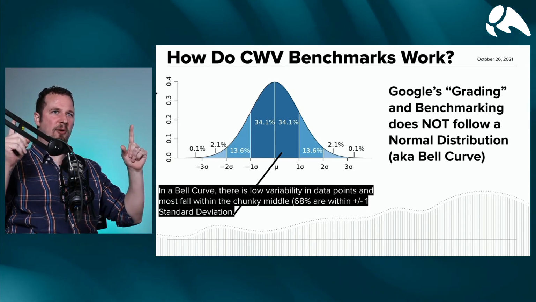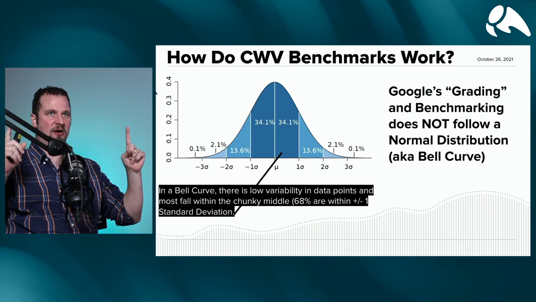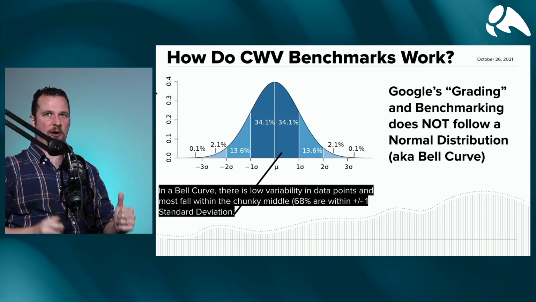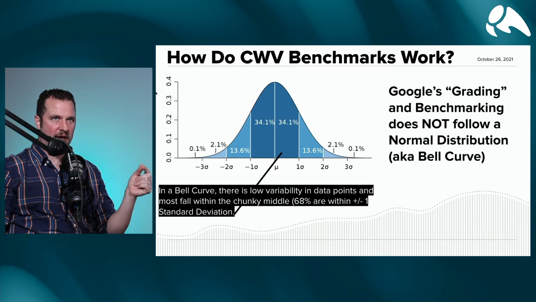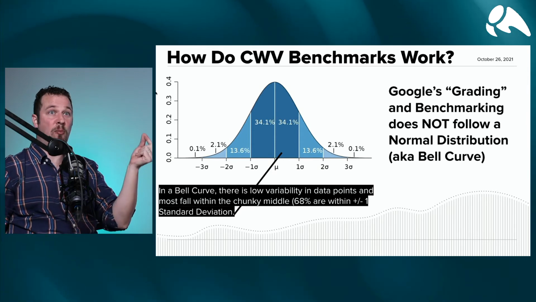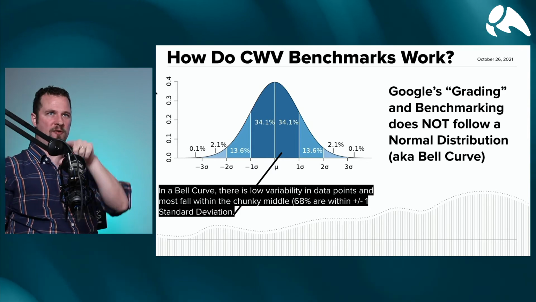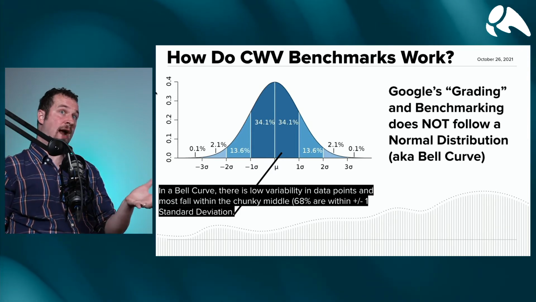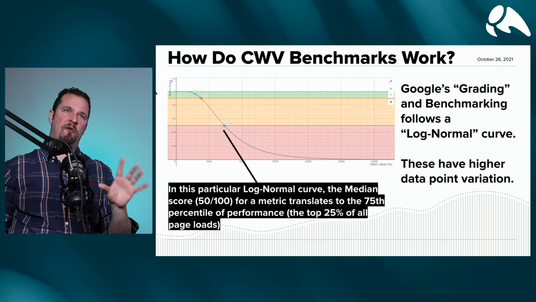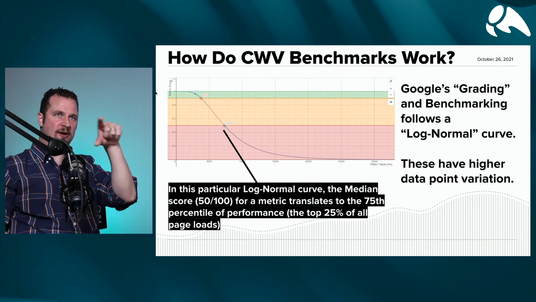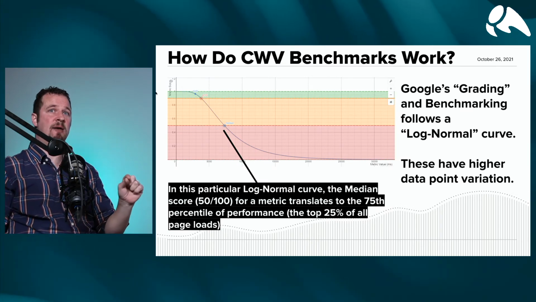And then another 26% are in the next standard deviations, right? And as you get farther out, you're talking about only 3% of the potential data, 0.1% of the data, right? It's smooth, it's uniform, but most things are right in the middle. Most things are average. Google's benchmarking isn't a bell curve. This is a graph that I grabbed from Google's documentation.